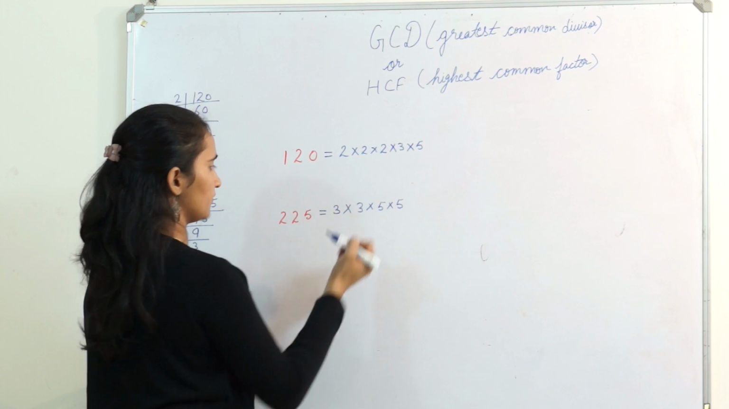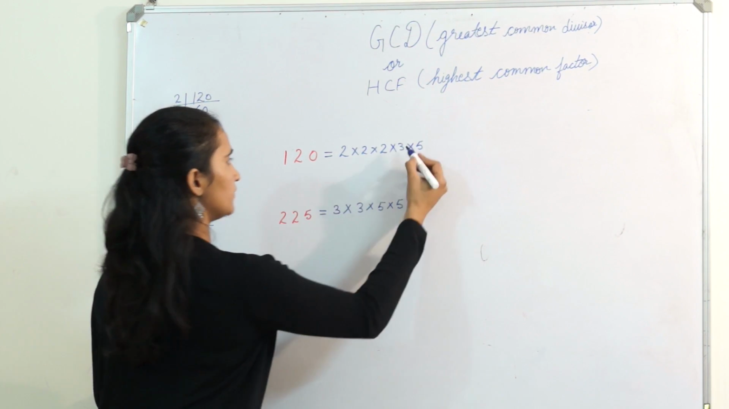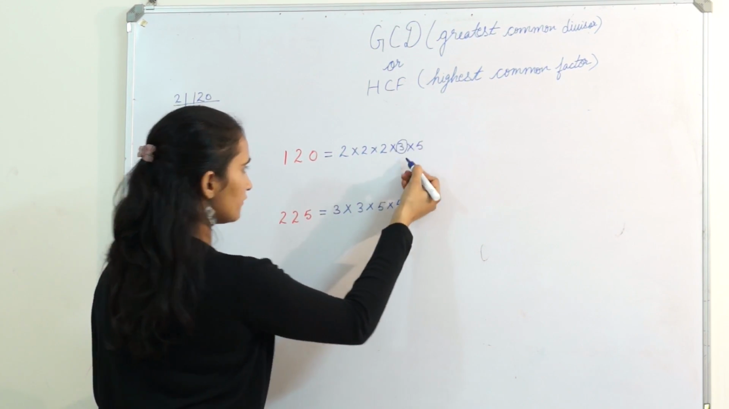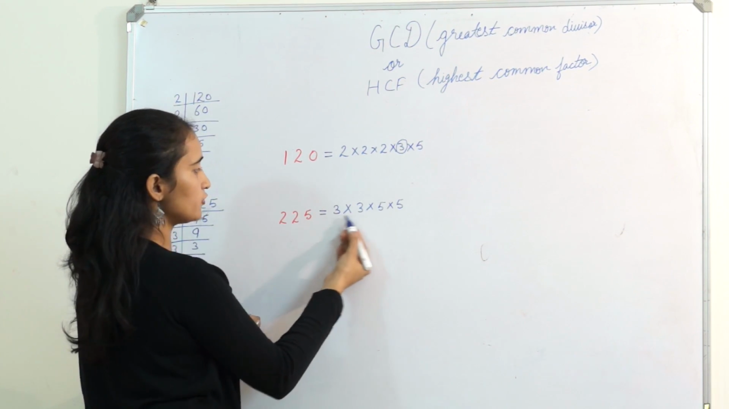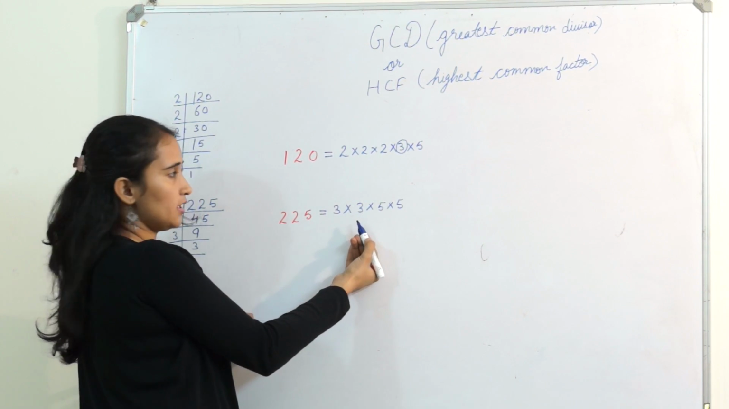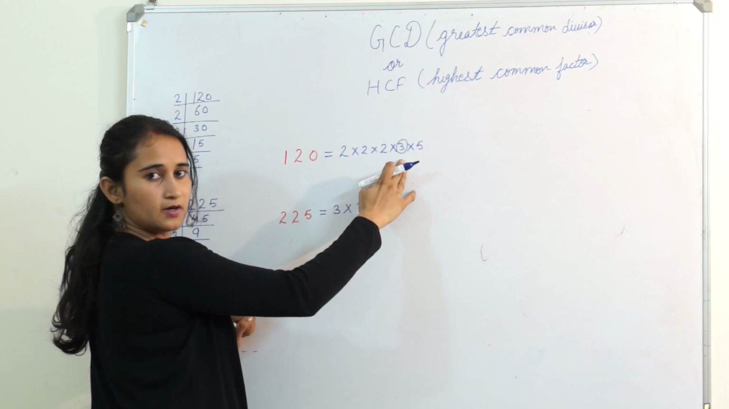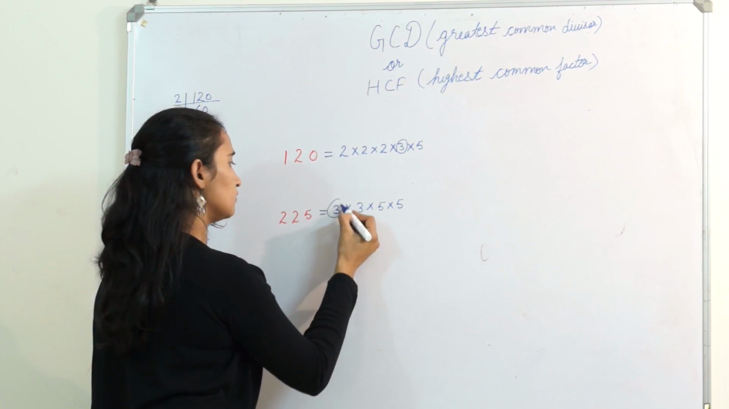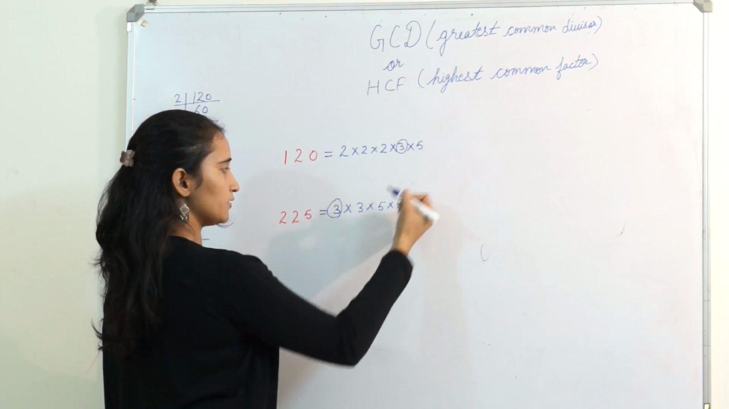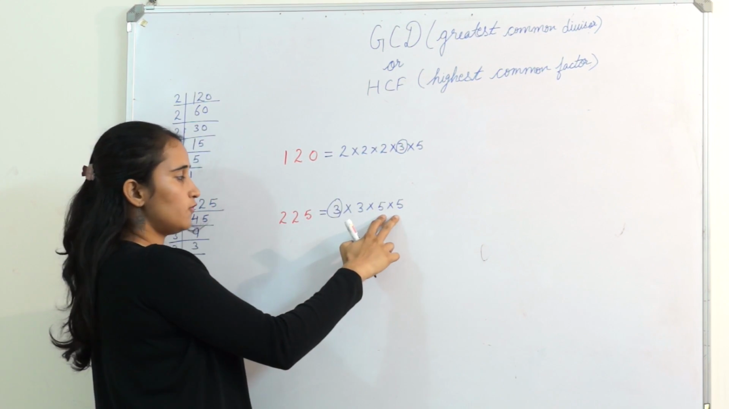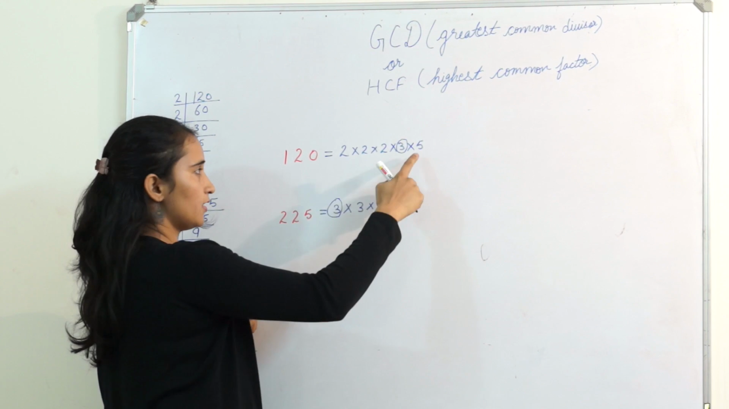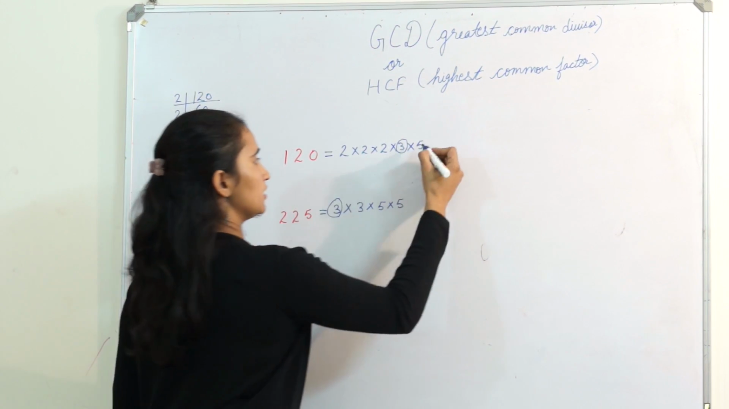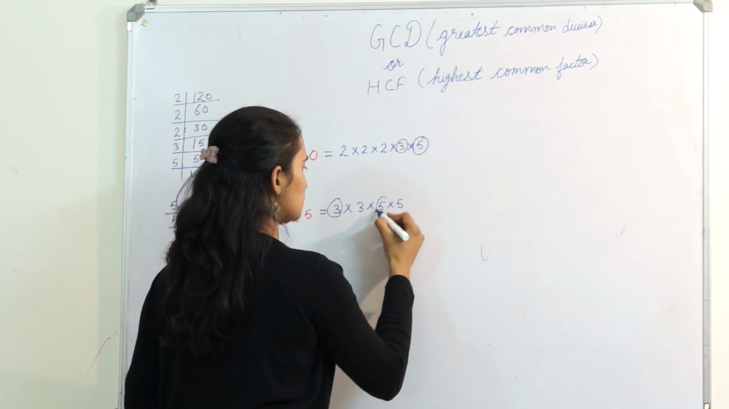Next number is 3. 3 is common, but only one time, because we have one 3 in 120, but we have two 3s in 225. So there is only one. Minimum occurrence of 3 is 1. So I'll take 1 only. Then come to 5. Yes, I have two 5s in 225 and one 5 in 120. So I can take this also.